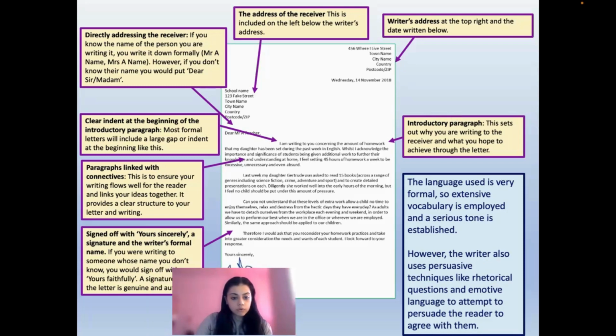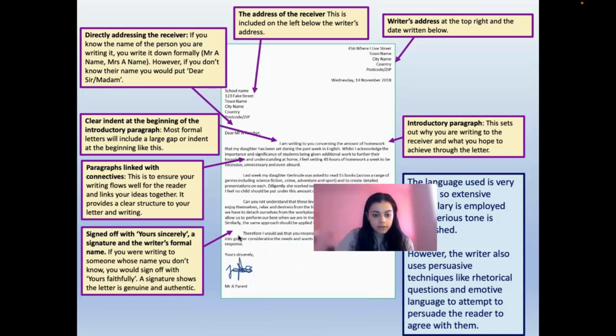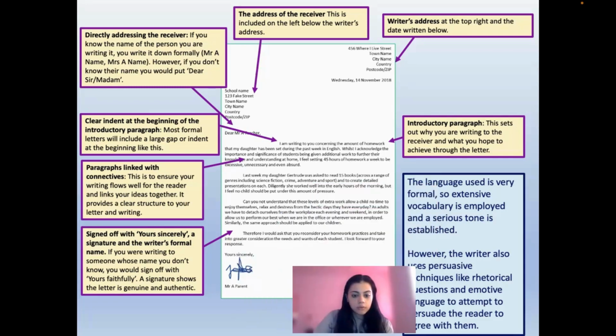Your paragraph should also be linked with connectives, and this is to ensure that your writing flows well and links your ideas together. You should sign off your letter with yours sincerely, a signature, and your formal name. Again, you can make this up. So if you are writing to someone whose name you don't know, you would sign off with yours faithfully. But if you're writing to someone that you do know, you would put yours sincerely.